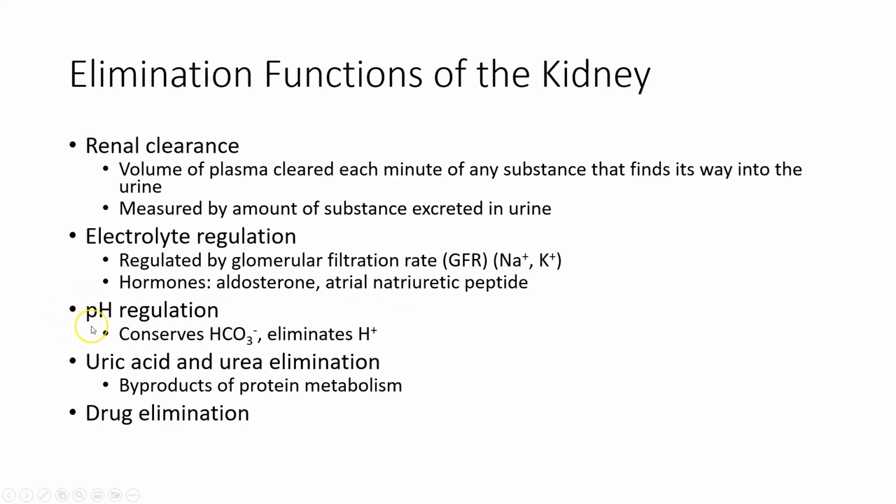Our kidneys are important in regulating our pH. It does this through holding on to, or conserving, bicarbonate and eliminating hydrogen ion when needed. The kidneys are key in eliminating our waste products, including uric acid, which is a byproduct of purine metabolism, and urea, which is a byproduct of general protein metabolism. And our kidneys are important in eliminating drugs that we have metabolized.